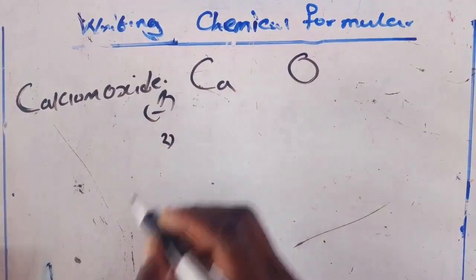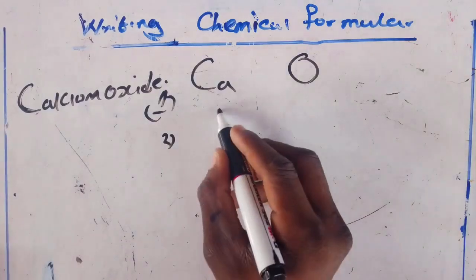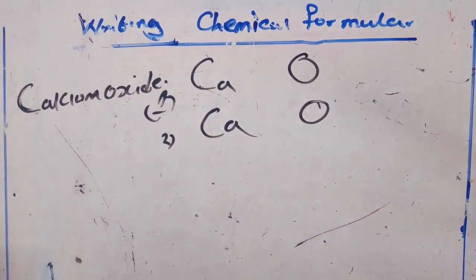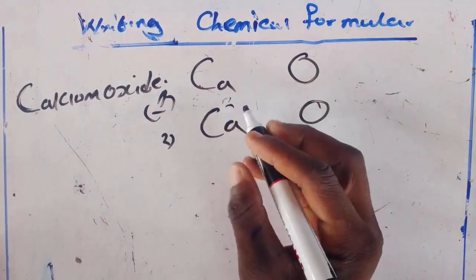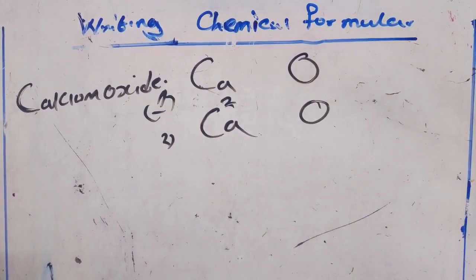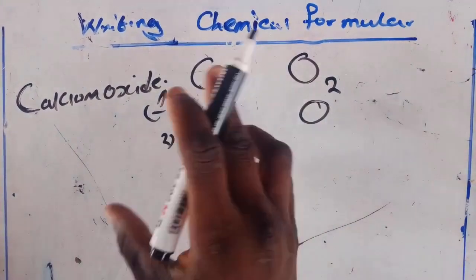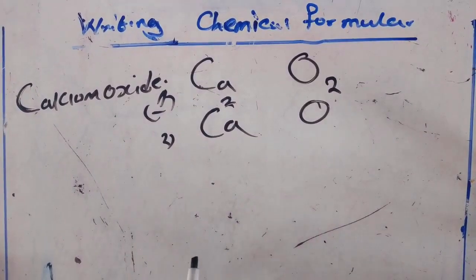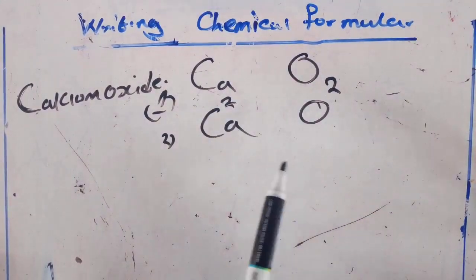Again, step 2 is to write the valences of the combining element. So we're going to write like this, and then we're going to include the valences. So calcium has a valence of 2 because it's in group 2. And then oxygen has a valence of 2. So having written it like this, we're now going to proceed to step 3, which says you swap the valences. And remember, when we're dealing with radicals, they are put in brackets after swapping. But if you see here, we're not dealing with radicals, these are just elements.